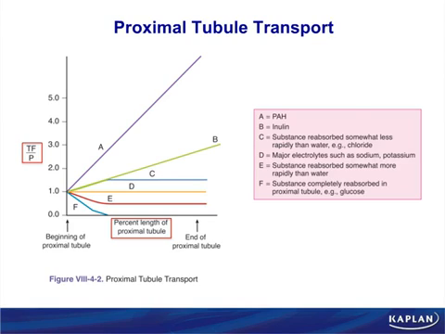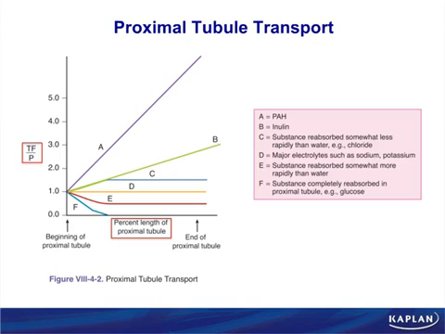Now, if you go back to the graph, anything that is above inulin on this graph, like A, for example, A goes all the way up to, let's say, 6. It's above inulin. Anything that's above inulin must be secreted. Bottom line. Anything that's above inulin must be secreted. PAH, creatinine. If it's above inulin on this graph, it is secreted. Now let's look at some other substances.